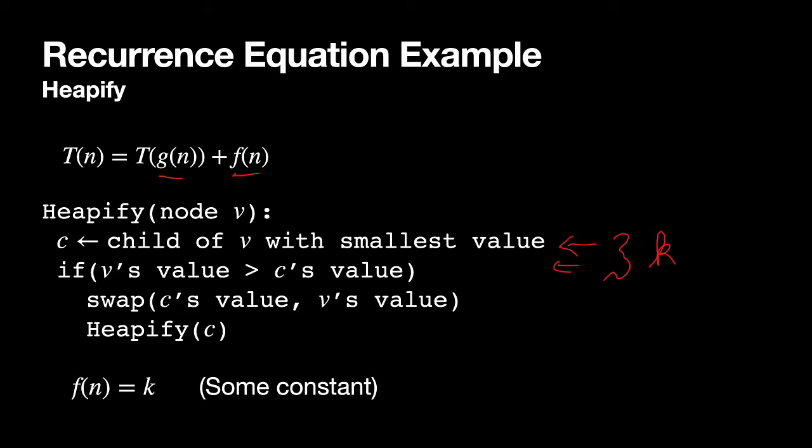So that gives us the amount of time that's spent working at a particular instance. It doesn't really matter what n is. We're always going to be trying to find the smallest child and see if the current node's value is greater than that smaller child's value. So the f of n is a constant k. Okay, so we found part of our recurrence. Next, we have to try and figure out the g of n part, how much smaller the problem gets. Okay, so that's going to take just a little bit more effort.